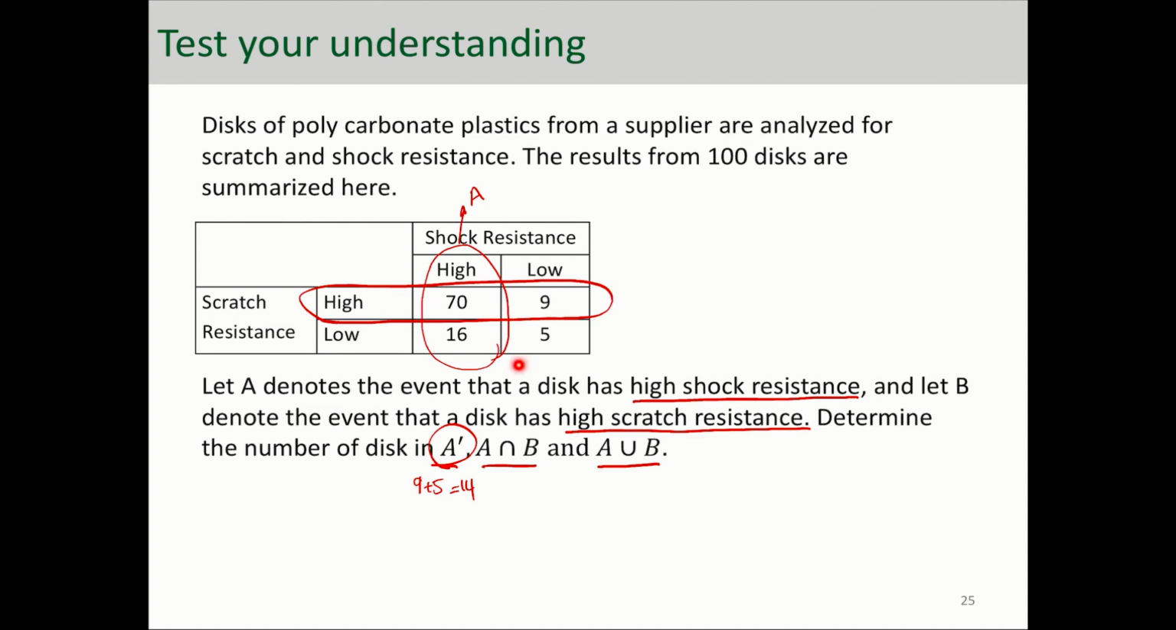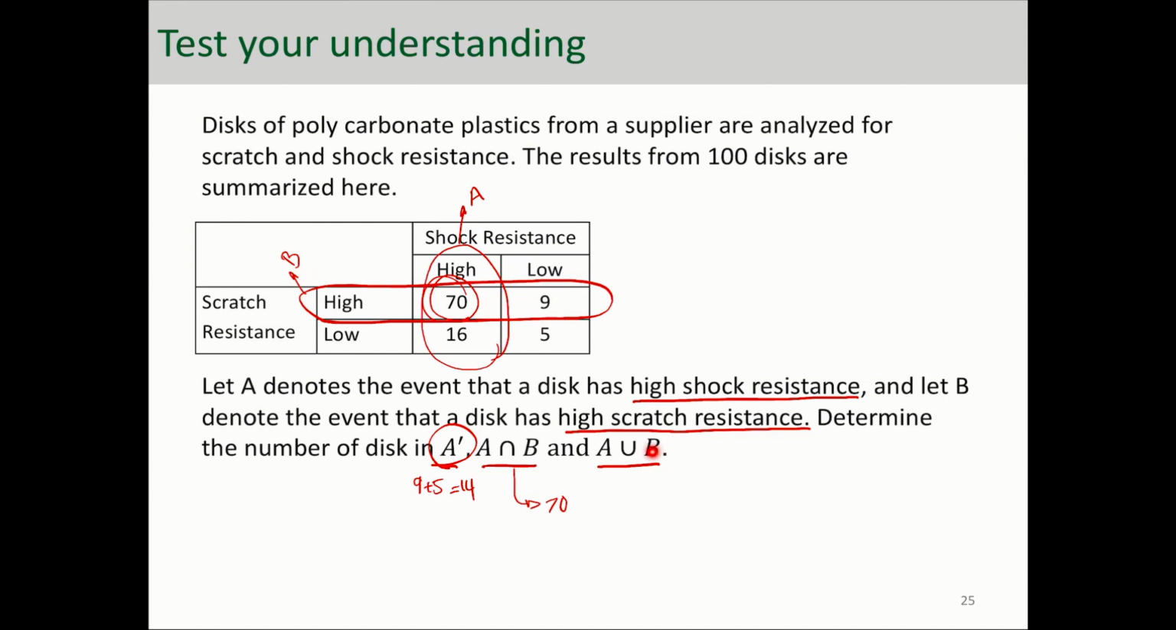You can think of this little diagram that I draw here as a Venn diagram, basically. You have A and you have B in the entire sample space, and A intersection B is when a disk has high shock resistance and high scratch resistance, which is basically these 70 disks, right? High scratch, high shock. So 70 disks are in that area.